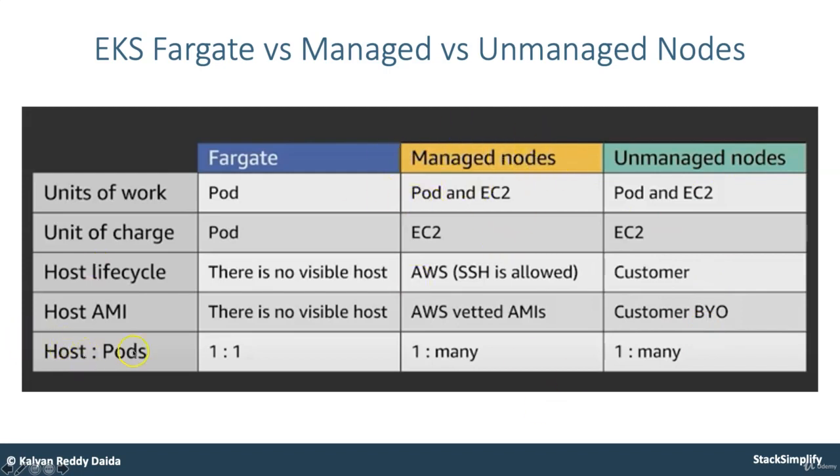So now the host to pods relation. This is very important for us to make a note of from the Fargate perspective. One Fargate host is equal to one pod. So if you spin up 10 pods, then it is 10 Fargate hosts. But in managed nodes you can have 2 instances, and then you can spin up many pods based on the CPU and memory resources available in those nodes. It's the same case, one to many, in unmanaged nodes. So that's about Fargate versus managed versus unmanaged nodes.